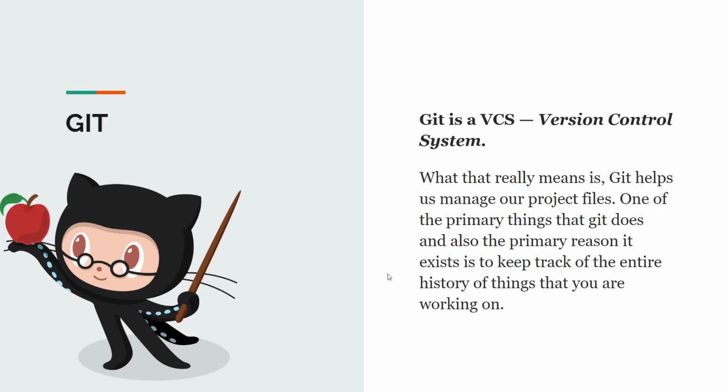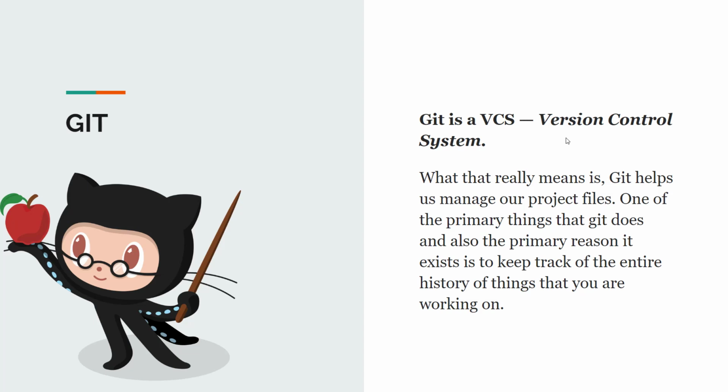And now comes Git. What is Git? The theoretical definition says Git is a version control system. You would think, what is a version control system? So basically, a version control system is that thing which helps us to manage our project files.